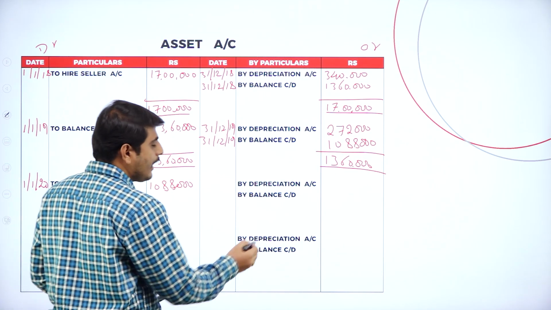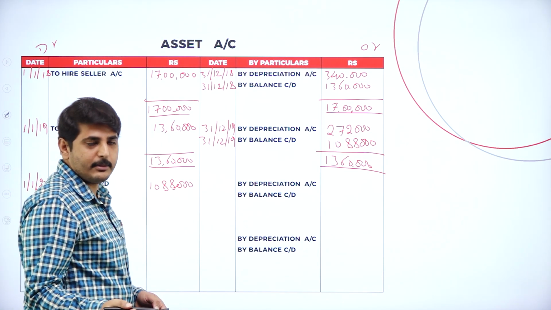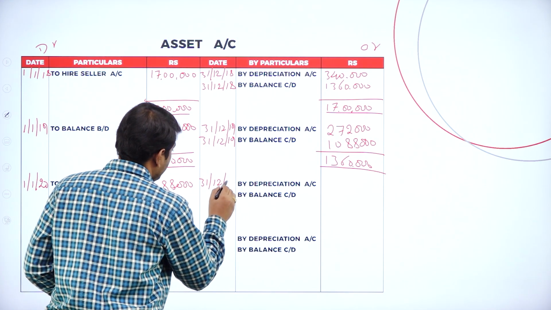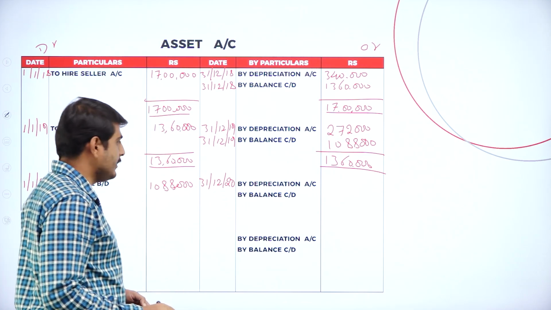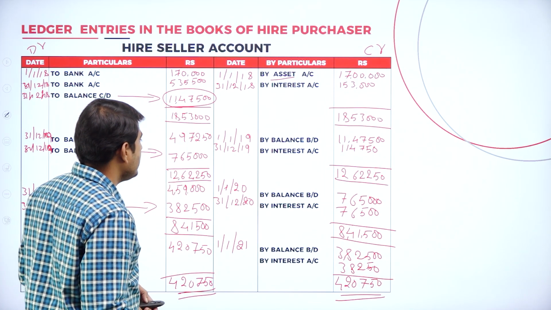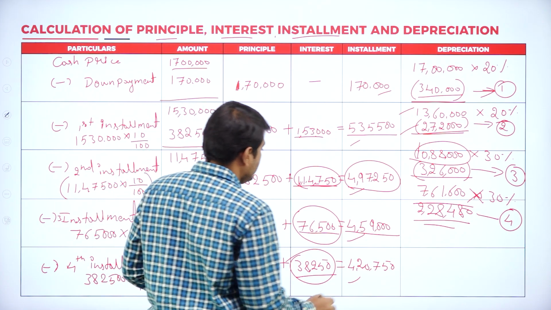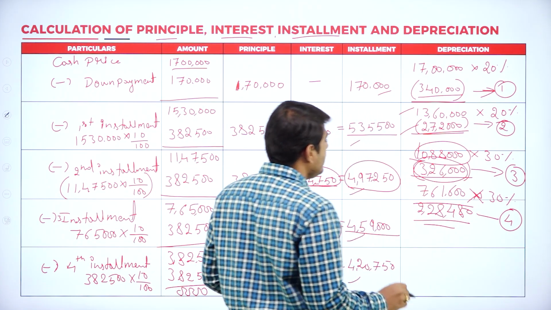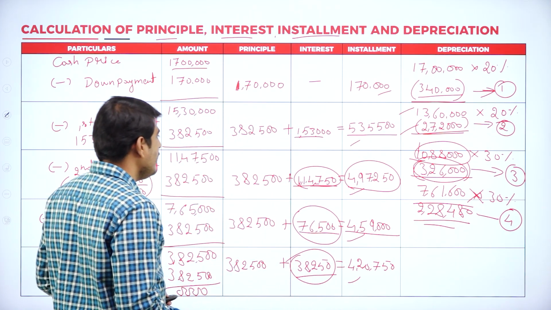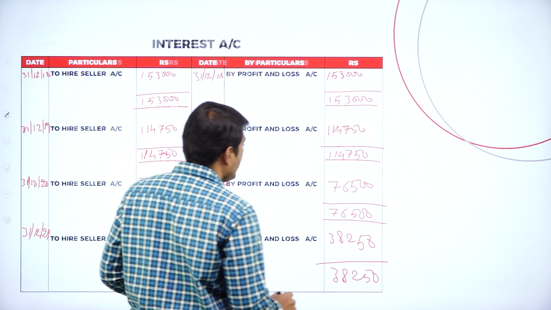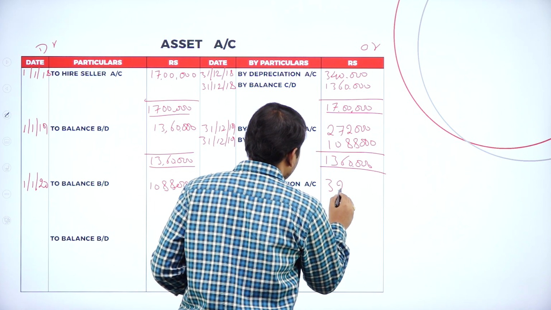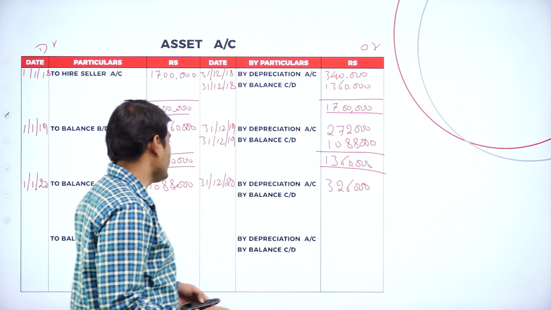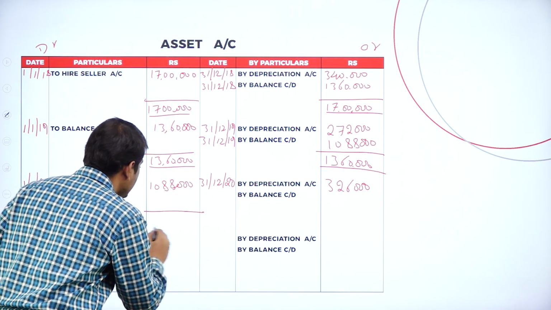10,88,000. Now we have to calculate the depreciation. When are we going to calculate the depreciation? At the end of the year, 31st 12/2020. What is the rate of depreciation? We have already calculated. This is the third year depreciation: 3,26,000. Now again tally both sides.